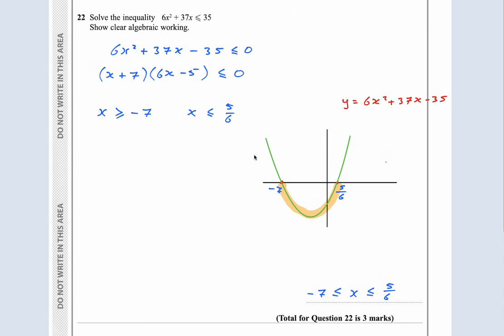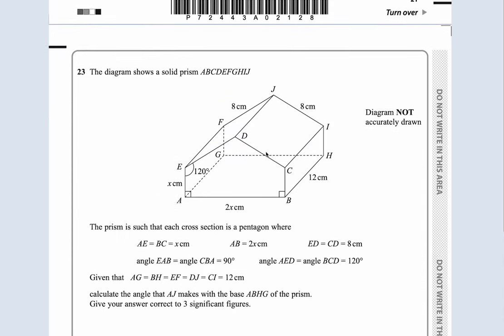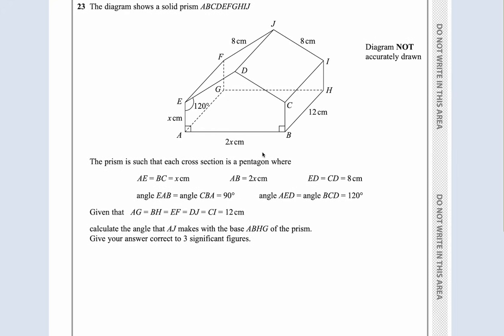That is enough working. Okay, let's go to question 23. The diagram shows a solid prism. We're given all this information, which is explained there. And it says calculate the angle that AJ makes with the base of the prism. This, guys, is definitely a very difficult question. So this is AJ from A to J, and we want the angle it makes with the base of the prism.